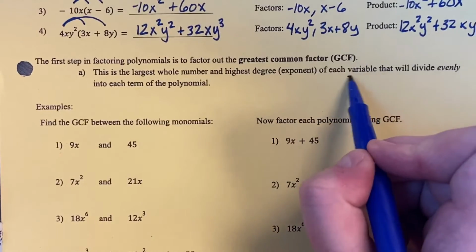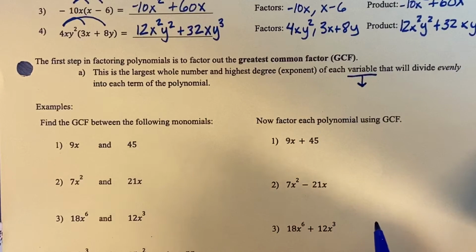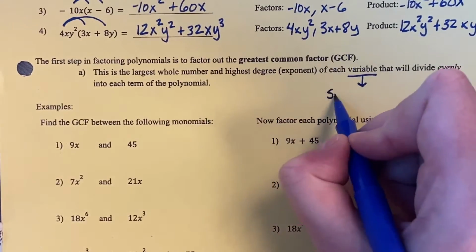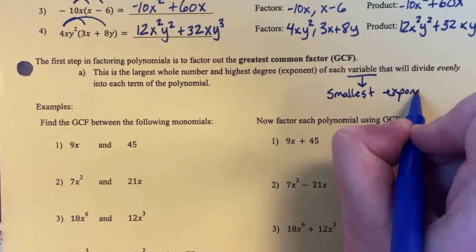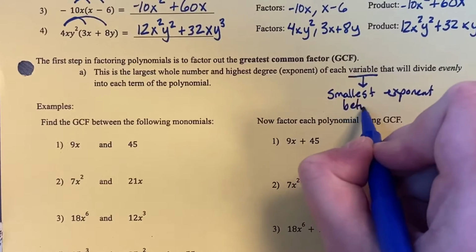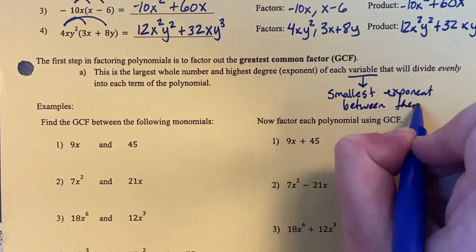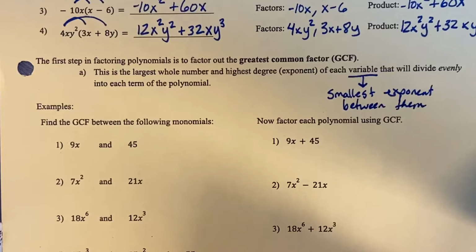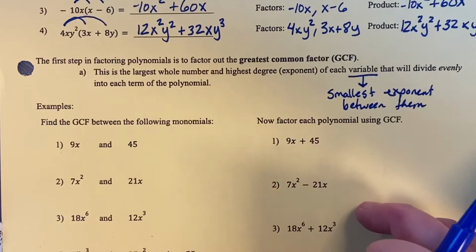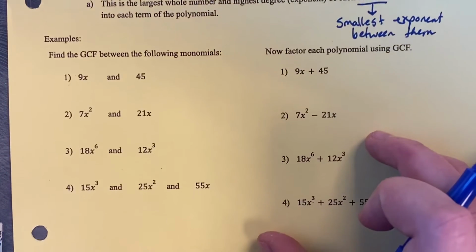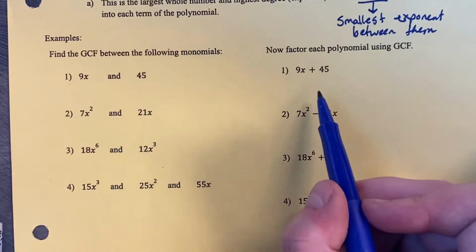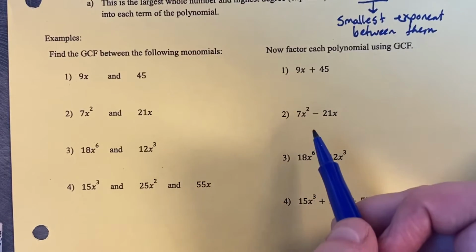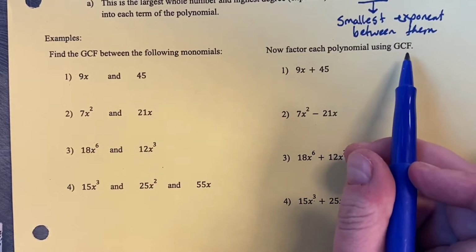For the variables, it actually ends up being the smallest exponent between them. So it's the least amount that they overlap by. It ends up being the smaller of the two, and we'll see that in just a second. So let's find the GCF between the following monomials, and we're going to use that to help us factor the polynomial using greatest common factor, GCF.